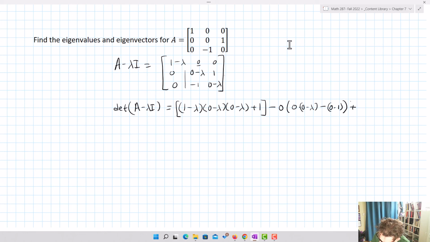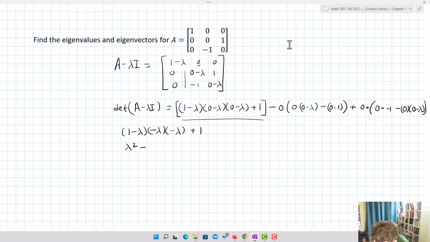And then plus, we're going to get 0 times, and this is going to be 0 times negative 1 minus 0 times 0 minus lambda, which is still just 0. So everything's going to zero out except for this piece right here, okay? So what we get is 1 minus lambda times negative lambda times negative lambda plus 1. And so that means that we're going to get lambda squared minus lambda cubed plus 1 equals 0.